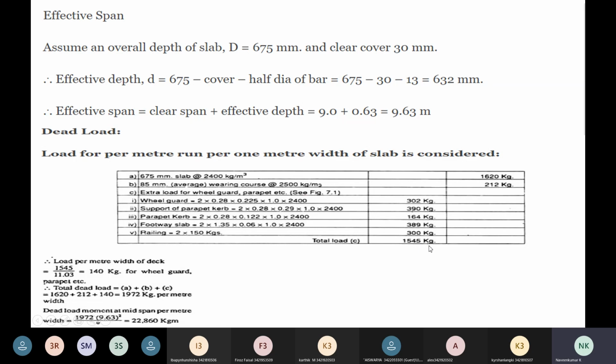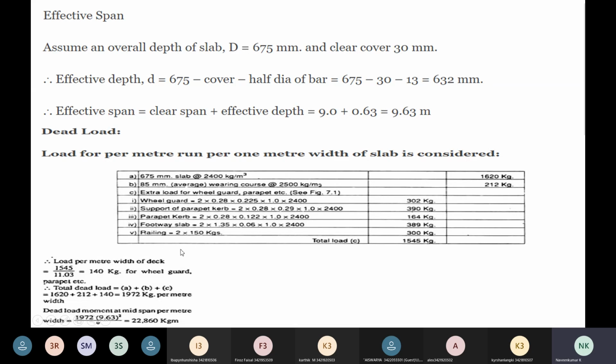1545 kg is the total dead load due to the elements which are above the solid slab. The other load intensity is due to the self-weight of the solid slab. You should know the difference. The first two cases are due to the self-weight of the solid slab, and case 3, that is case C, is due to the elements which are above the solid slab.